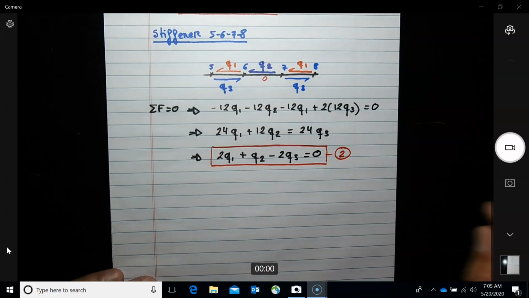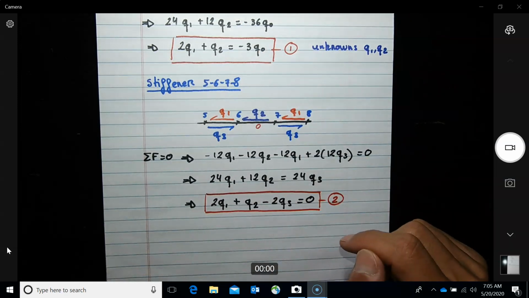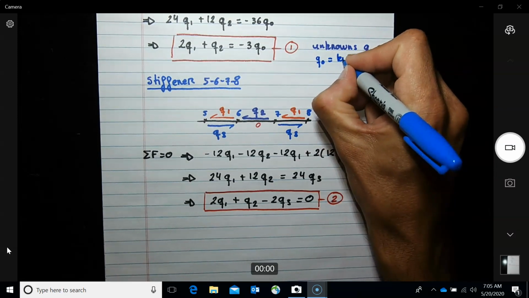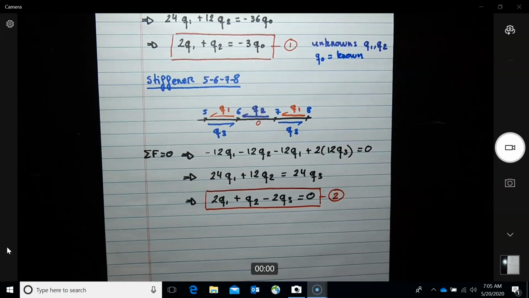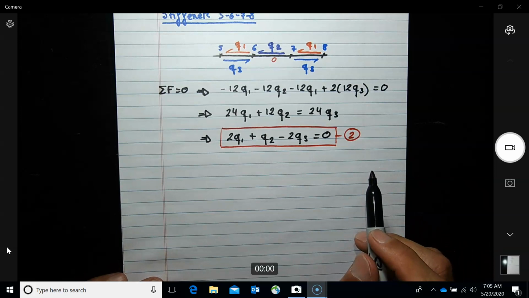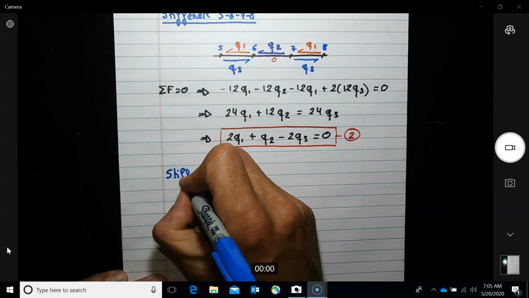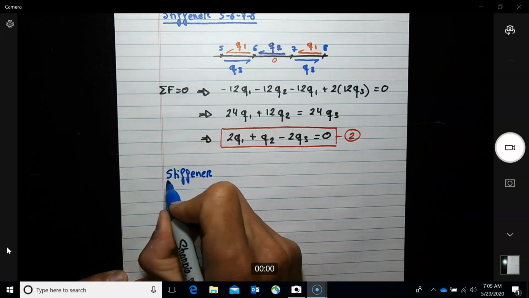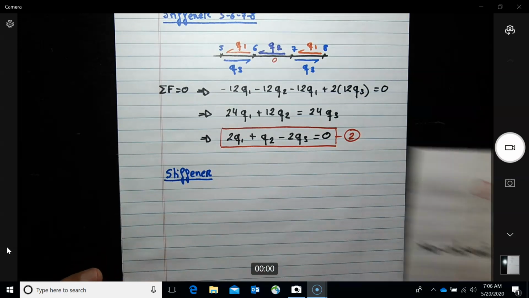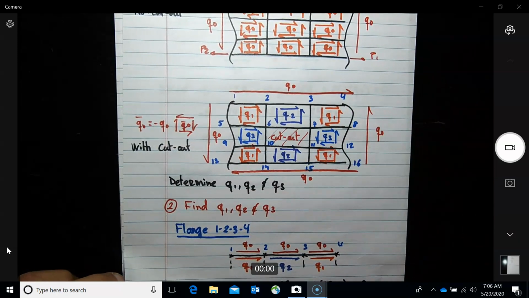Okay, so now we have another unknown, which is Q3. So that means that we need to find a third equation in order to solve, because Q sub naught here, remember, is known, so that's not an unknown. Okay, and last we can take the stiffener. So let's see which one we could take. Let's take now this one here, 1, 5, 9, 13.